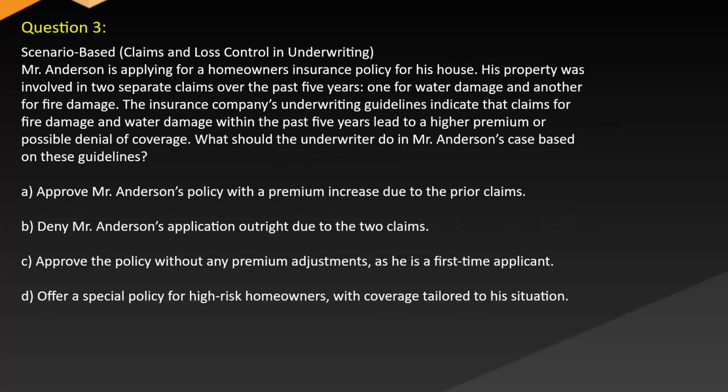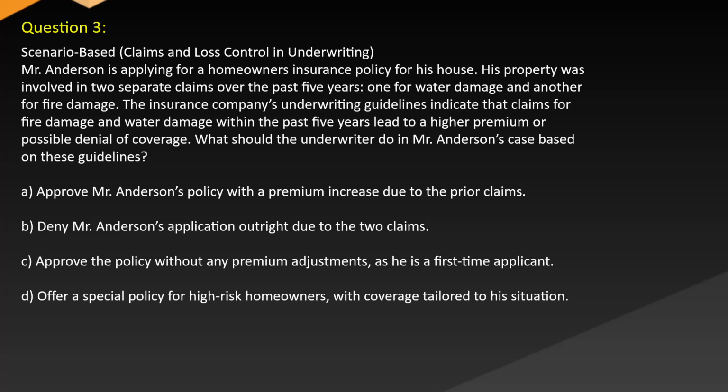Question 3. Scenario-based claims and loss control in underwriting. Mr. Anderson is applying for a homeowner's insurance policy for his house. His property was involved in 2 separate claims over the past 5 years, one for water damage and another for fire damage. The insurance company's underwriting guidelines indicate that claims for fire damage and water damage within the past 5 years lead to higher premium or possible denial of coverage. What should the underwriter do in Mr. Anderson's case based on these guidelines?